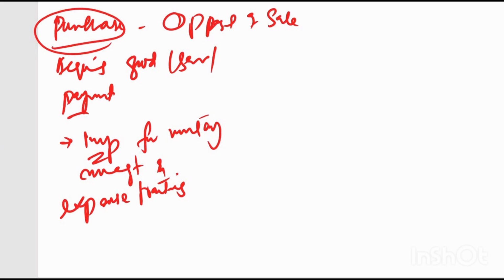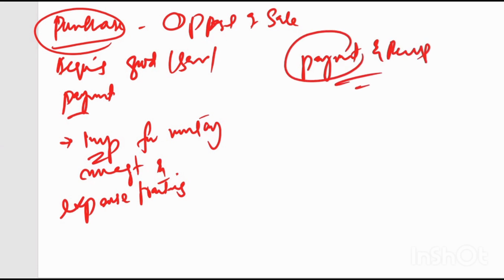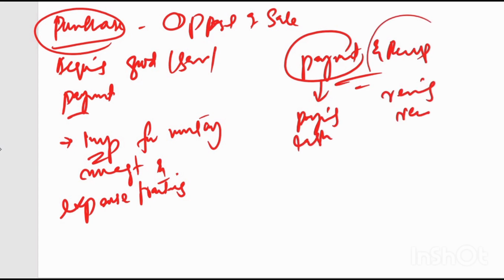Now let's move on to the payment and receipt. These are very simple terminology. When you are purchasing something, then you are definitely paying cash, and that is your payment. And when you are receiving the cash, that means you have received.